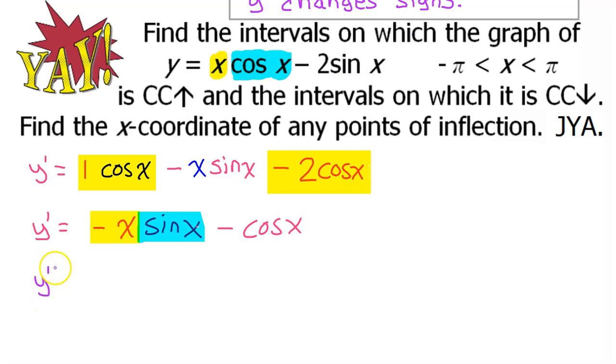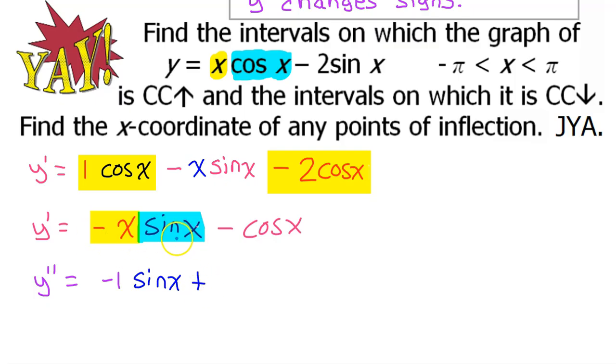Now we can find y double prime, the derivative of y prime. But the first term is, again, a product. So we have to do the product rule. According to the product rule, the first time through we take the derivative of the first function. The derivative of negative x is negative 1. The first time through, we leave the second factor alone. So I'm going to bring down the sine x, and I'm going to put a plus. And now I'm going to go through it again.